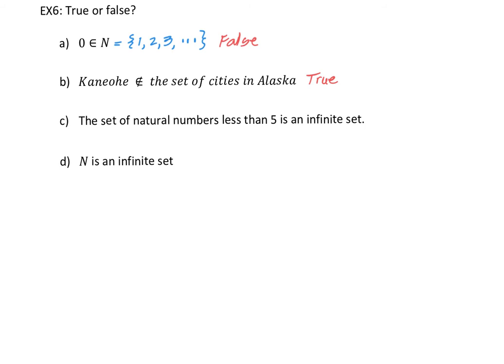C, the set of natural numbers less than 5 is an infinite set. Set of natural numbers less than 5, that would be the set 1, 2, 3, 4. I can count those elements, so this is false. And that's because there's 4 elements in the set of natural numbers less than 5. So it's finite. D, the set of natural numbers is an infinite set. That's true. It's an infinite set.